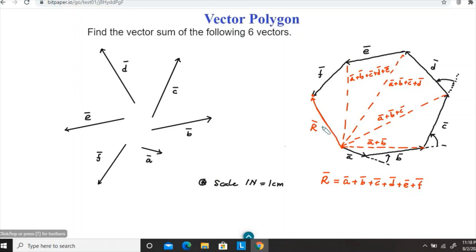This gives you the graphical way of explaining it. This entire configuration is what we call a vector polygon. And in some cases, we use this method to find the resultant vector. However, as I told you before, this is time consuming, so that's why we use a trigonometric method to simplify these vectors in order to get the resultant vector or the vector sum.